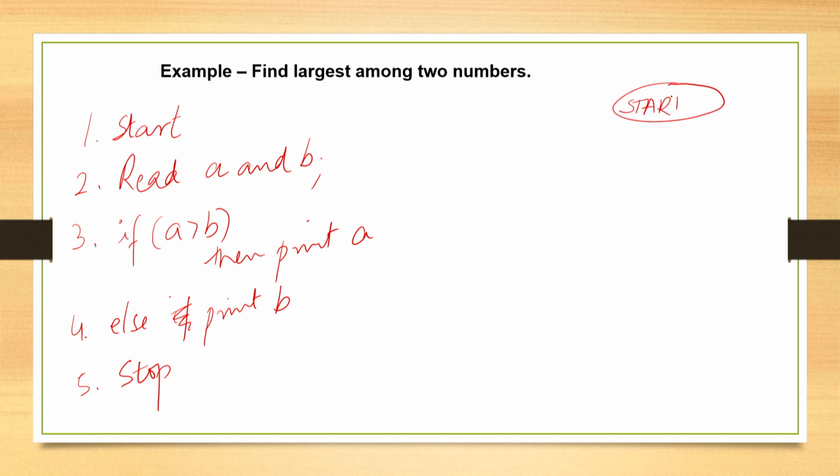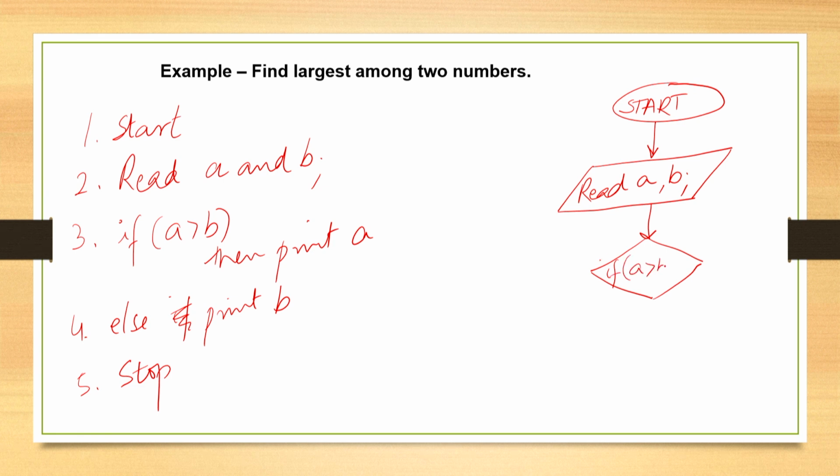So, start over here, then the next step is read these two numbers. So, read what? A and B. Then you have to take a decision. So, we use what? The diamond shape over here. Here we will write if A is greater than B. So, it may be either greater than or it may be less than. If it is greater than, then you have to follow this path. If it is less than, then you have to follow this path.